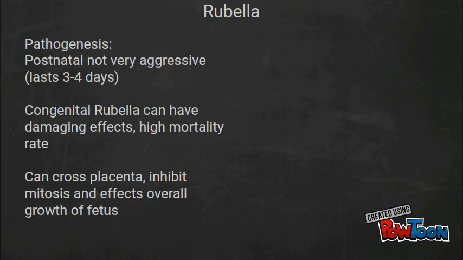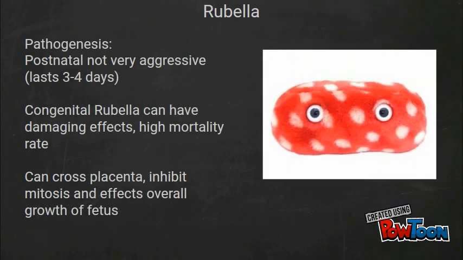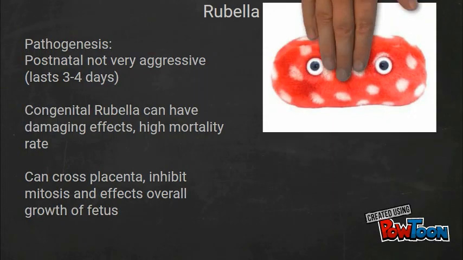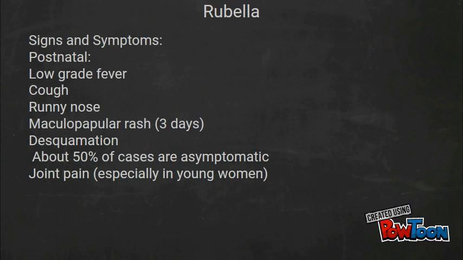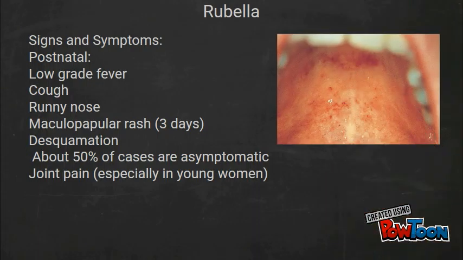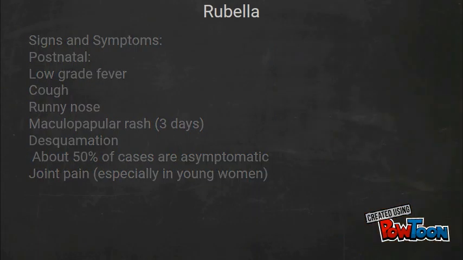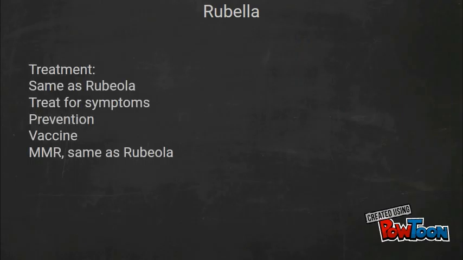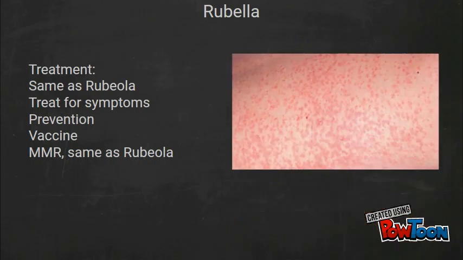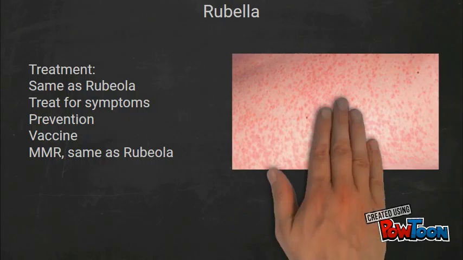The pathogenicity of rubella is similar to rubeola, though more mild and self-limiting. Notable signs and symptoms are joint pain and maculopapular rash, like measles. About 50% of cases are asymptomatic. The treatment for rubella is supportive, treating the symptoms. Prevention is also the MMR vaccine.